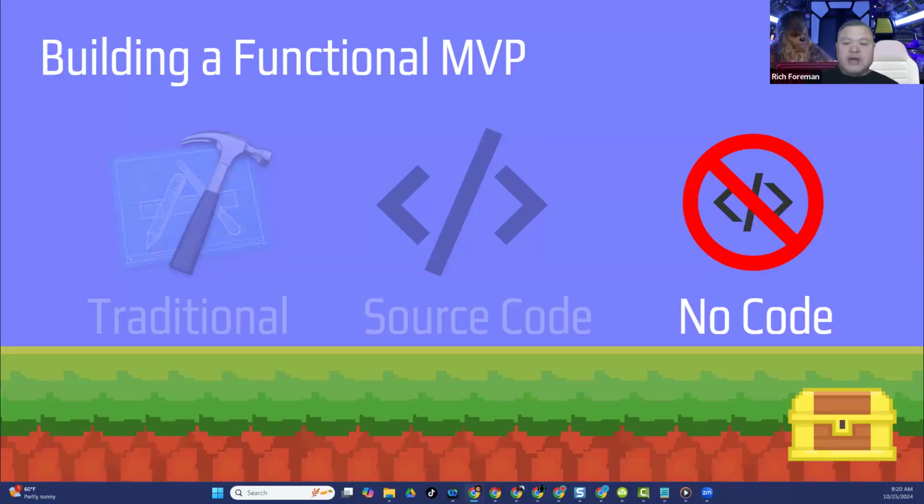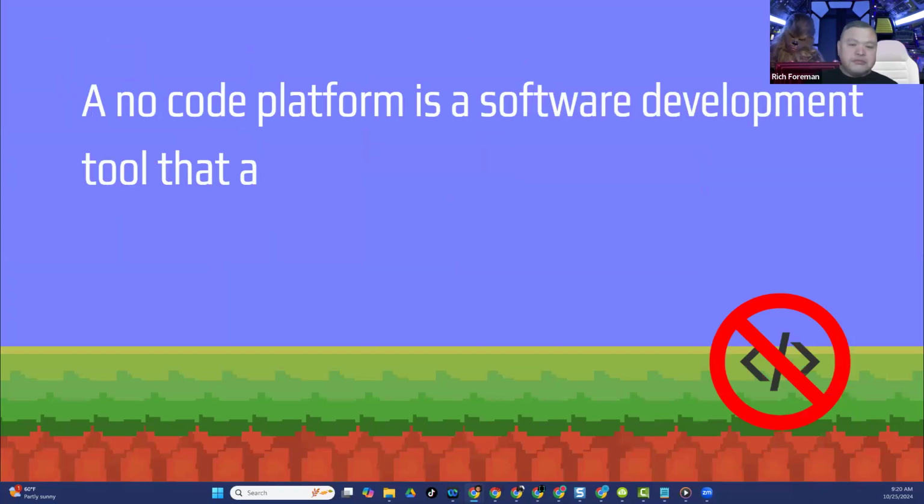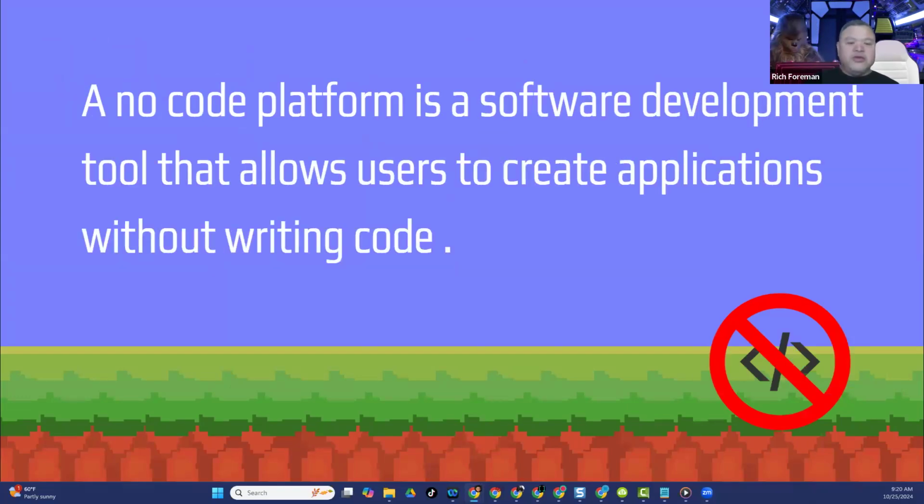And finally, I'm going to talk about developing a functional MVP using a no-code platform. A no-code platform is a software development tool that allows you to create applications without writing code. And I'm going to add, or little code. You should probably know a little bit of coding to effectively use a no-code platform.